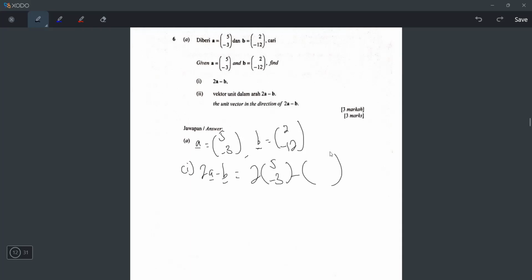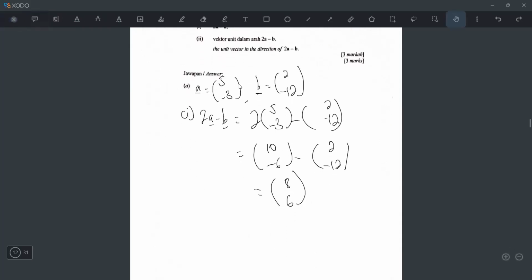A is 5, -3. B is 2, -12. So remember to multiply in: 10, -6 minus 2, -12. You will get 8. So you get 6 after this. That's the answer. Right? That's the vector.